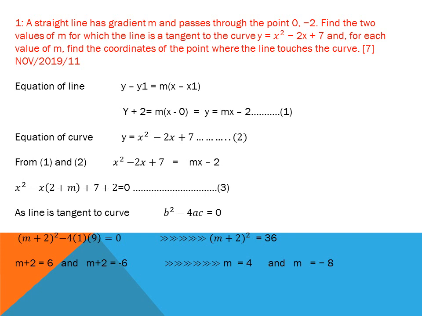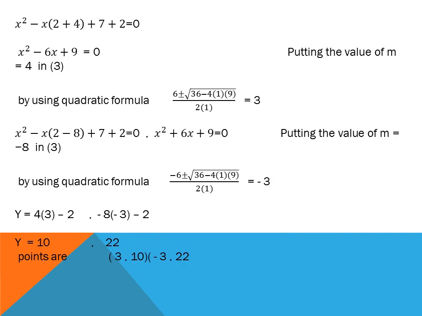Taking the square root on both sides, as (m plus 2) whole square is equal to 36, m plus 2 is equal to 6 and m plus 2 is equal to minus 6. Here I get m is equal to 4 and m is equal to minus 8. He is asking about two values of m here. Then again he is asking about the 2 points of intersection here.